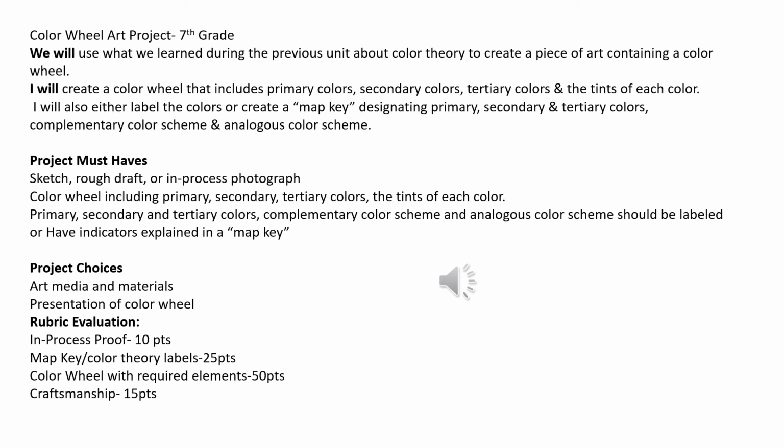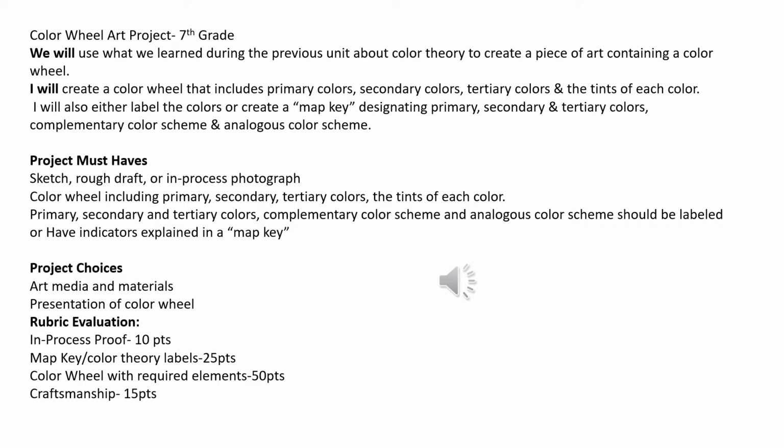These are the instructions for the 7th grade color wheel art project. We will use what we learned during the previous unit about color theory to create a piece of art containing a color wheel. I will create a color wheel that includes primary colors, secondary colors, tertiary colors, and the tints of each color. I will also either label the colors or create a map key designating primary, secondary, and tertiary colors, complementary color scheme, and analogous color scheme.